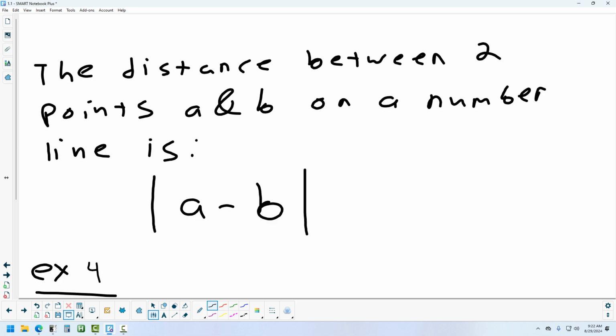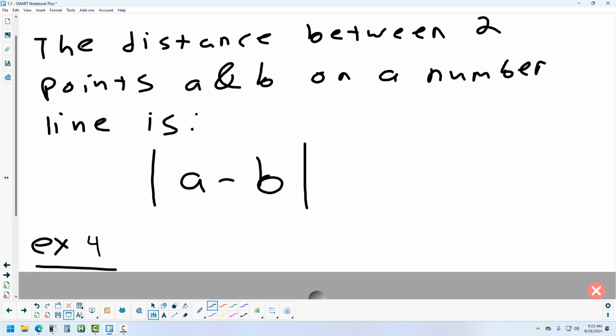So what we can use absolute value for is to find the distance between two numbers on a number line. And that's the formula. The distance between two numbers on a number line is the absolute value of A minus B. Now, does the order matter? What do you think? Jack? No. Normally with subtraction, the order matters, but not if you do the absolute value. So you could do A minus B or B minus A. You'll get the same thing if you take the absolute value.